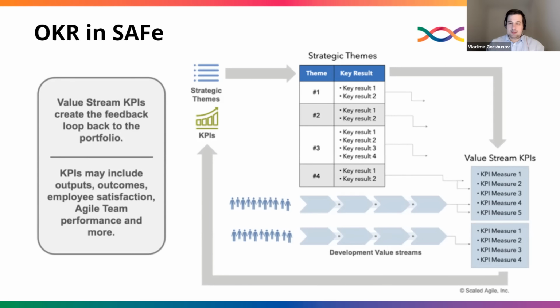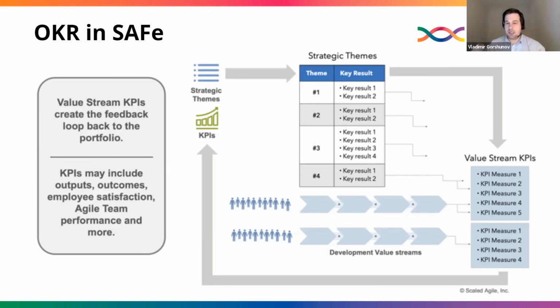So basically we're saying that, okay, strategy is implemented by strategic teams. Strategic teams are described in the OKR language, like we have our teams' objective and key results. At the same time, the change job is done by the development value streams.